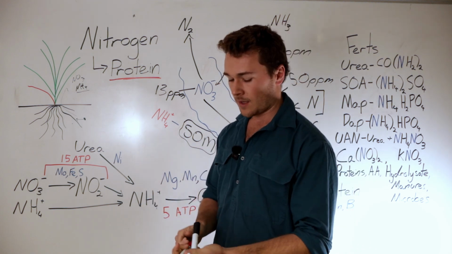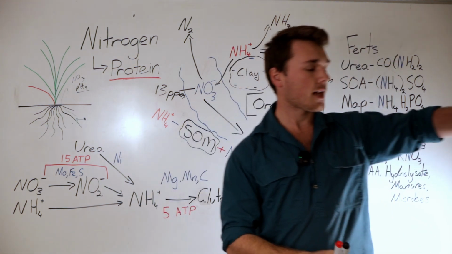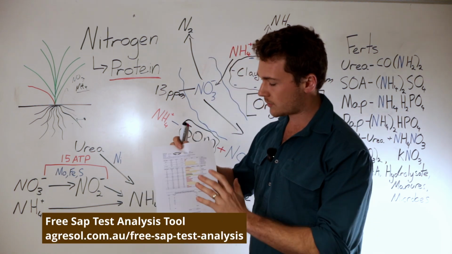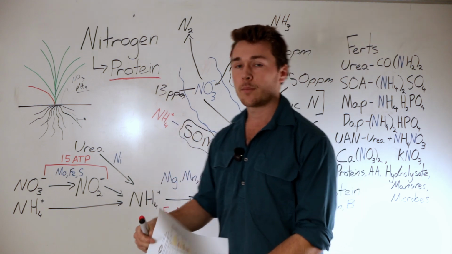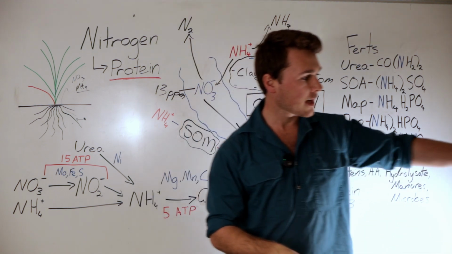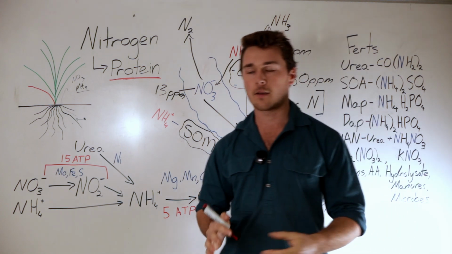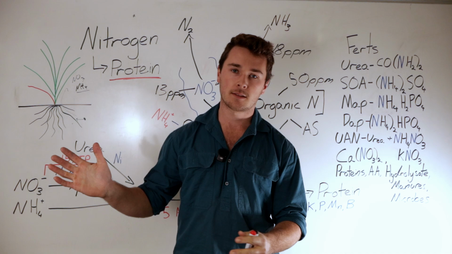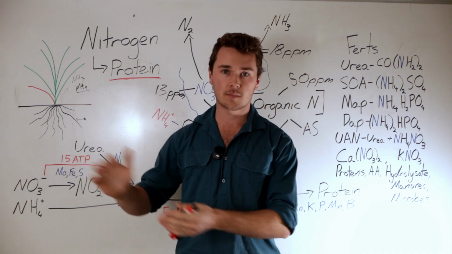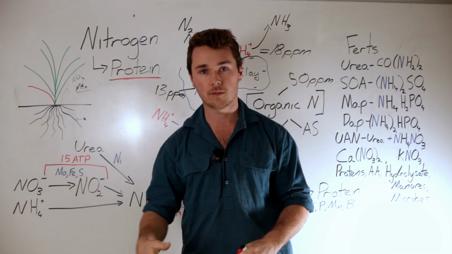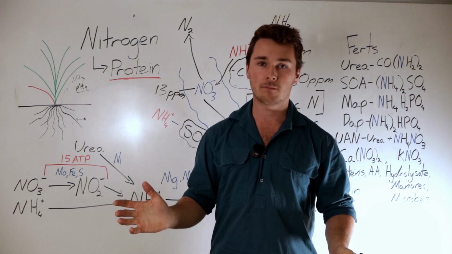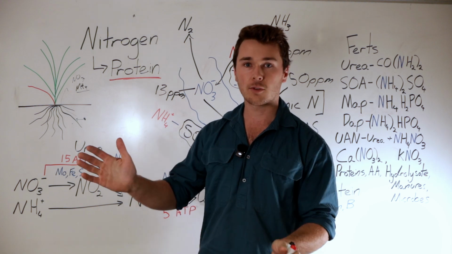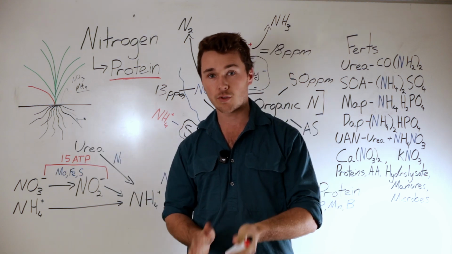So if you do have your own test, you can use our free differential sap test analysis tool on our website to help determine whether or not you have a deficiency. But really, we don't use threshold values because there's a bit of a problem: what the lab does is get all their samples for that particular variety or species and take the average amount. So you're not really getting what the plant needs. You're just saying the average of all crops is this, so it should be about that.